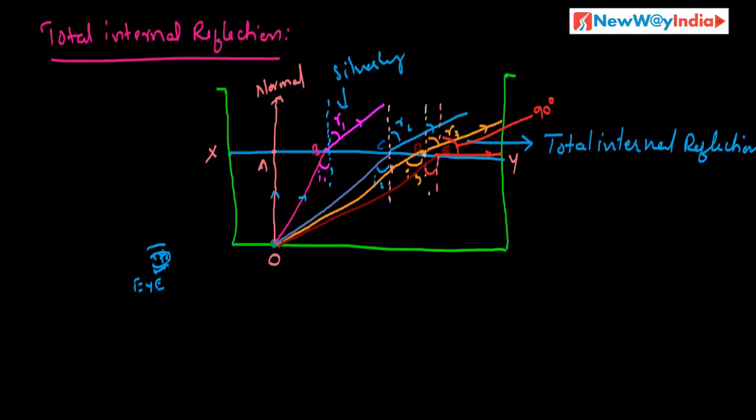And what about the incident angle here? This incident angle is called the critical angle, denoted as C or IC. When the ray meets the surface and moves parallel to the surface of water, that means the refracted angle is 90 degrees with the normal, the incident angle is called the critical angle IC, and the refracted angle R is equal to 90 degrees.